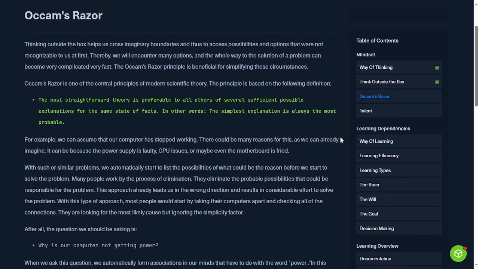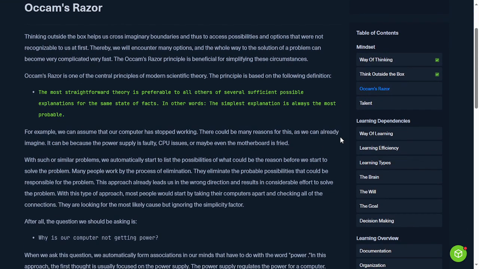Occam's razor. Thinking outside the box helps us cross imaginary boundaries and thus to access possibilities and options that were not recognizable to us at first. Thereby, we will encounter many options, and the whole way to the solution of a problem can become very complicated very fast. The Occam's razor principle is beneficial for simplifying these circumstances.